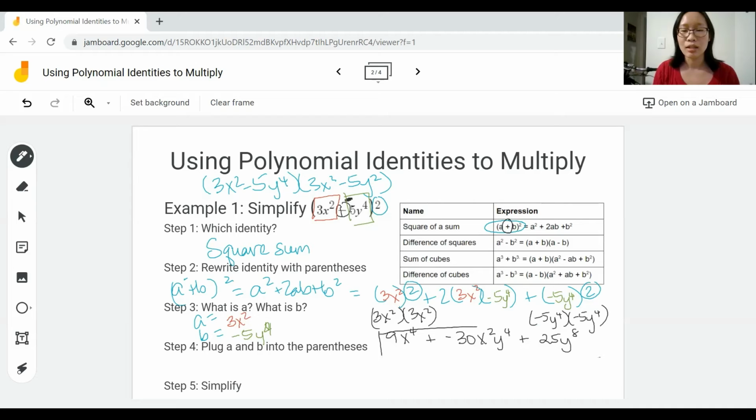So this is my final answer, which you can also check by using distribution or whatever other methods, but in the end, you'll come out to the same thing without having to find all your terms.